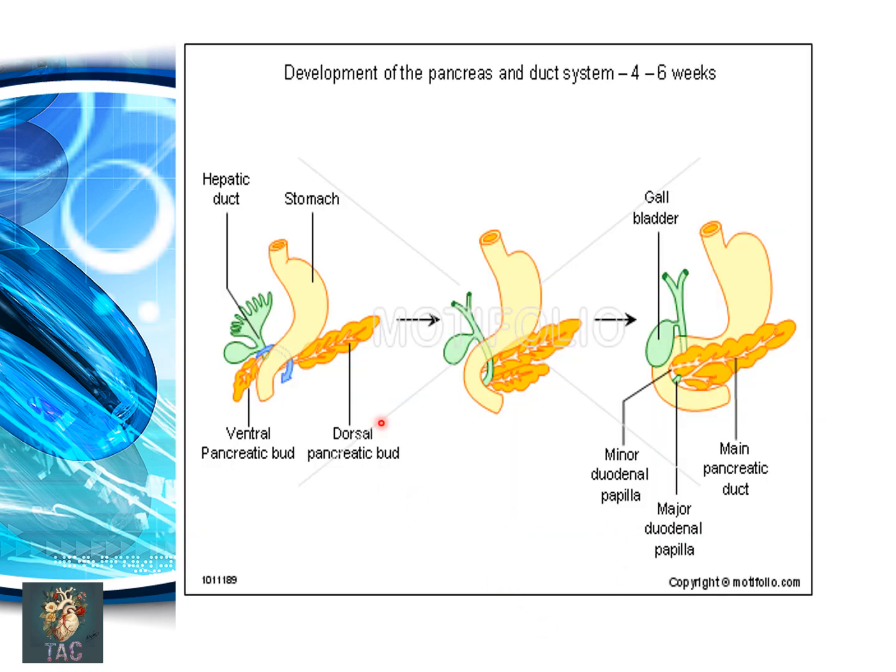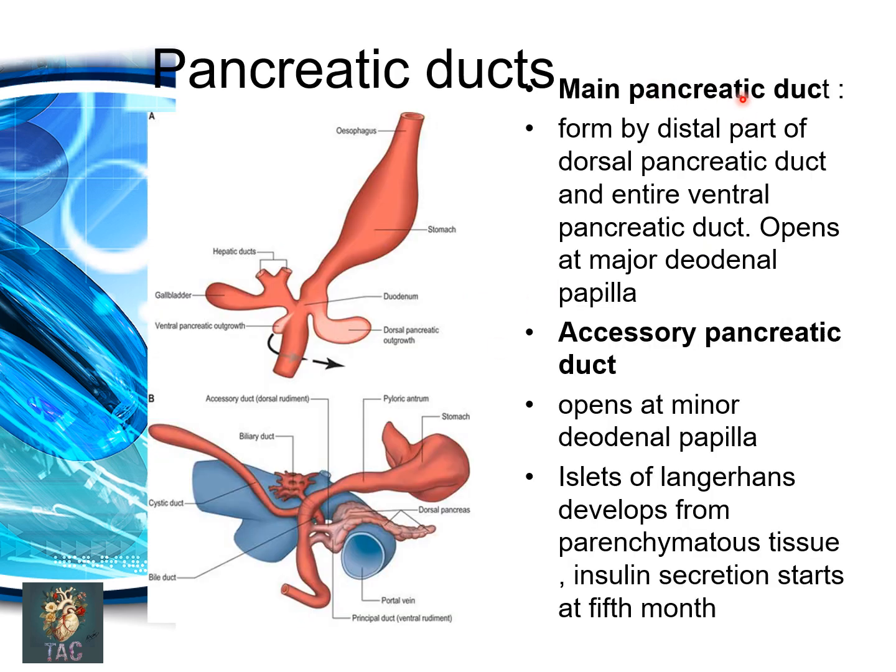So in this diagram again you can see the movement of the ventral pancreatic bud, which comes to lie below and behind the dorsal pancreatic bud. The main pancreatic duct is formed by the distal part of the dorsal pancreatic duct and the entire ventral pancreatic duct, and opens at the major duodenal papilla. You can see over here, this is the main pancreatic duct and this one is the accessory pancreatic duct, which opens at the minor duodenal papilla and develops from the proximal part of the dorsal pancreatic duct. The islets of Langerhans develop from the parenchymatous tissue and insulin secretion starts at the 5th month of development.